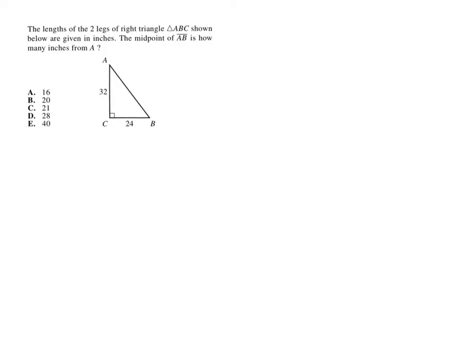So in this problem, we are asked to find the midpoint. What is the middle of segment AB? So we know if it's in the middle, it's going to cut segment AB in half. So our one big question is, what is the total length of segment AB? Well, I see that it's the hypotenuse of a right-angled triangle, so I could just use the Pythagorean theorem to find the total length of segment AB.